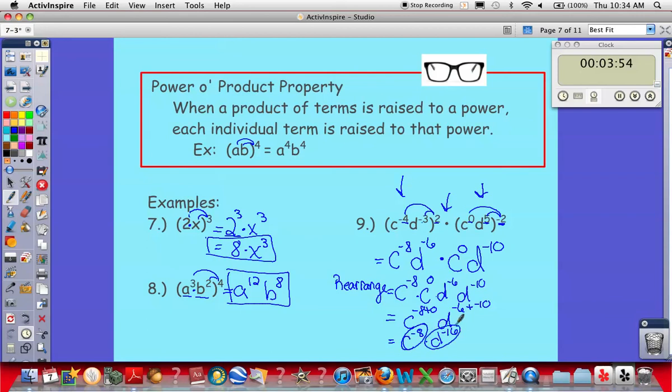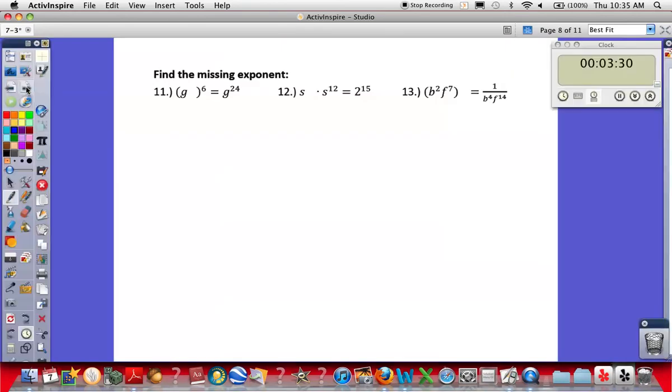Both have negative exponents, can't have that, so we have 1 over c to the 8 times 1 over d to the positive 16. Multiply 1 times 1 is just 1 over c to the 8, d to the 16 is our final answer. Whew, that one was pretty intense. Number 10, let's go on to number 10 here.